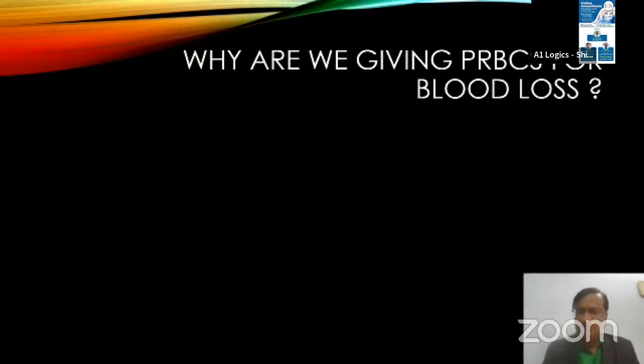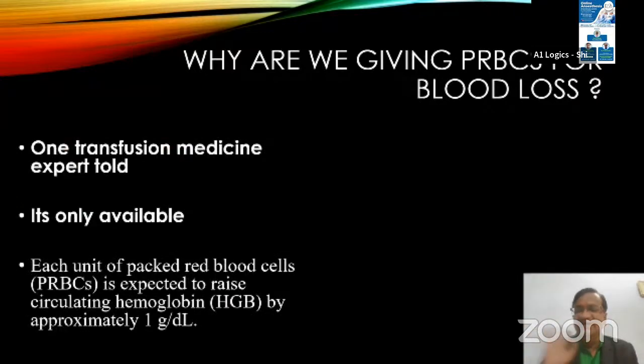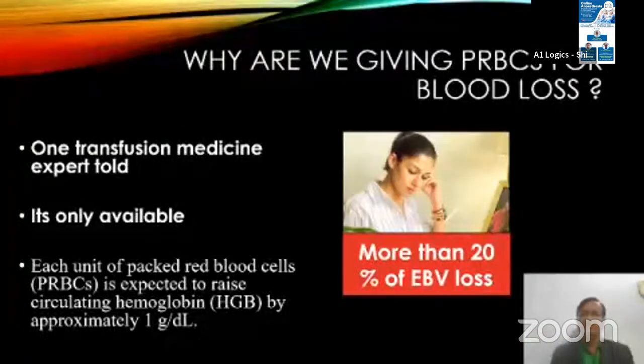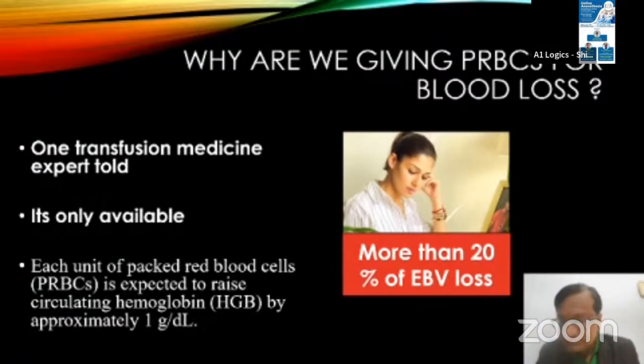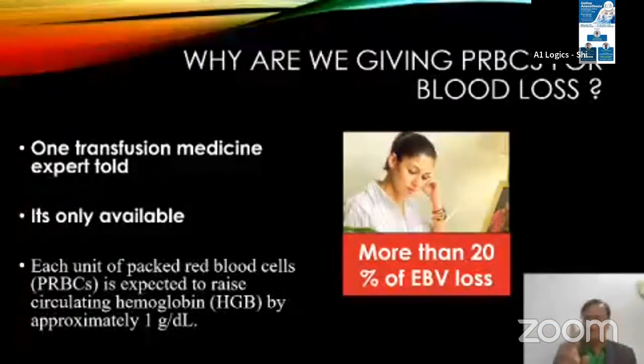Now I asked one of the transfusion experts, why are you giving packed red blood cells? He simply said, whole blood is not available. As soon as we take the blood, we make it into components and keep RBCs. Each RBC unit is expected to raise the circulating hemoglobin by 1 gram. At 8, if you give 1 packet of RBC, it will become 9. That's all. And again, volume matters: if your estimated blood volume is 4 liters and the loss is more than 20%, more than 800 ml, beware.